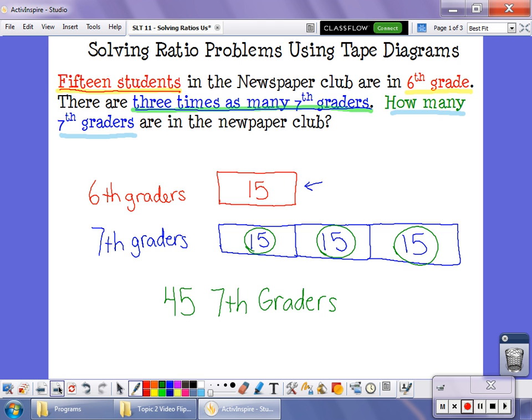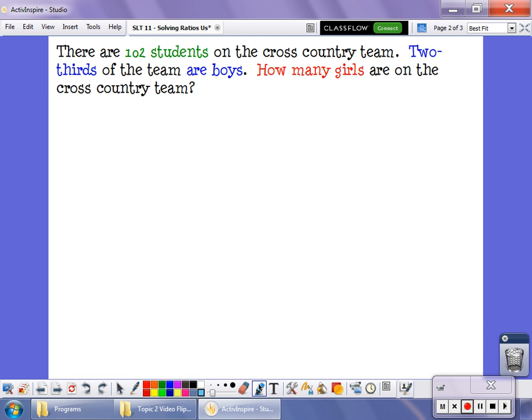Okay, let's look at another problem here. In this problem, it says there are 102 students on the cross-country team. That's a total amount. Out of the 102 students, 2/3 of the team are boys. If 2/3 of the team are boys, that means 1/3 of the team is girls. And the question that we're asked is, how many girls are on the cross-country team?